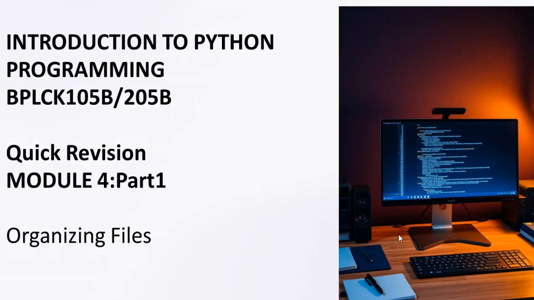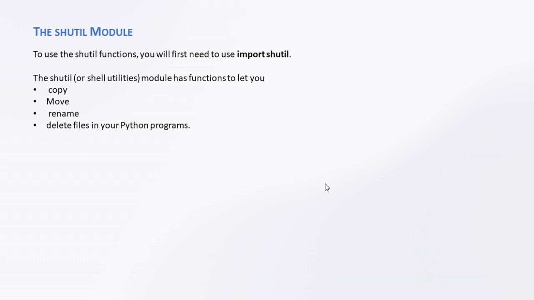In this session we will discuss organizing files from module 4 of the subject code BPLCK105B/205B. We will be discussing only the first part of module 4, that is organizing files. We'll discuss the shutil module, how to walk through a directory tree, and we'll see compressing files with the zipfile module.